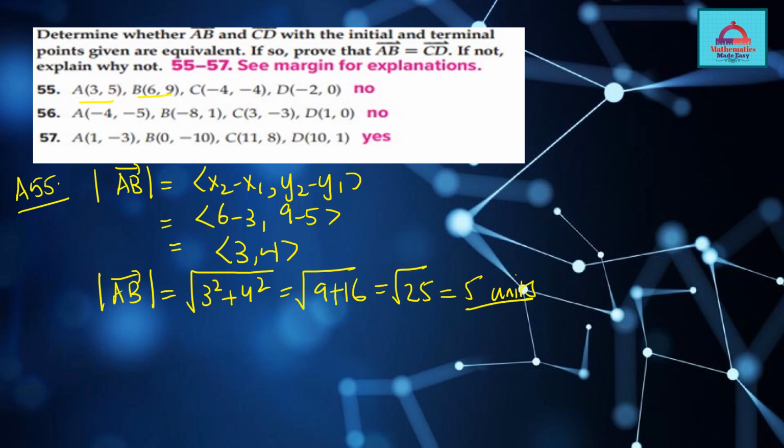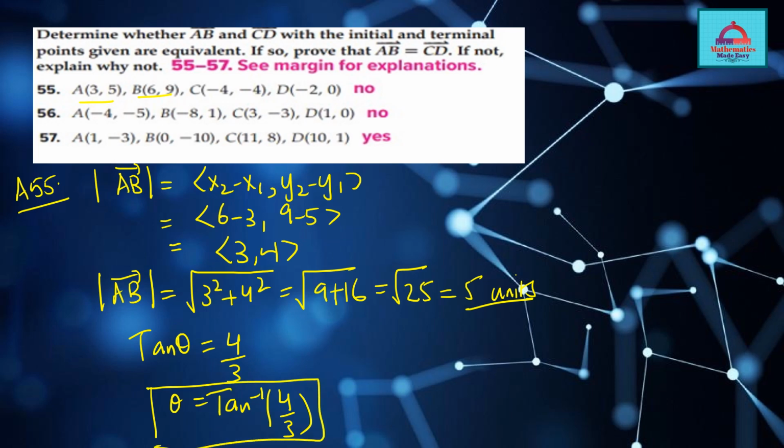Okay, now let's calculate the angle. So tan of theta is equal to 4 divided by 3, or theta is equal to tan inverse 4 by 3. This is the angle, and this is the magnitude. We are solving question 55. So let's calculate CD also. I'm going to change the color for CD.